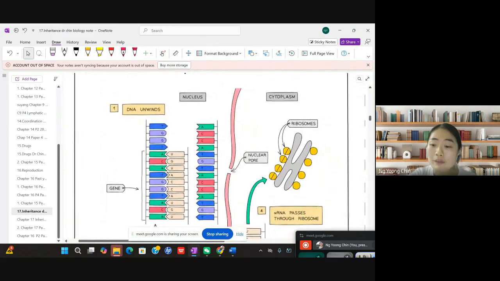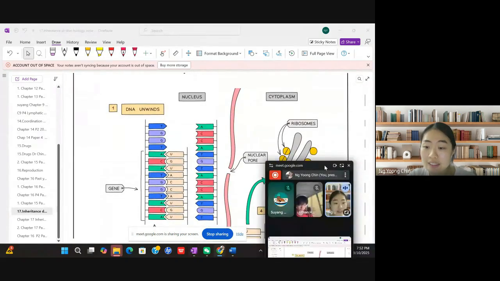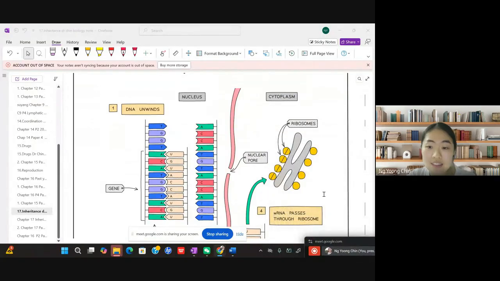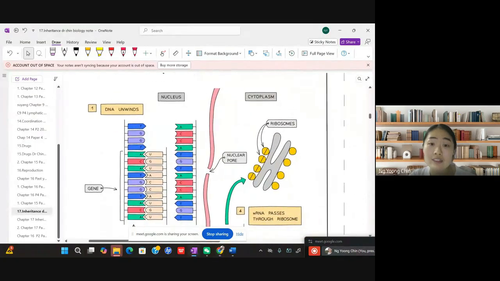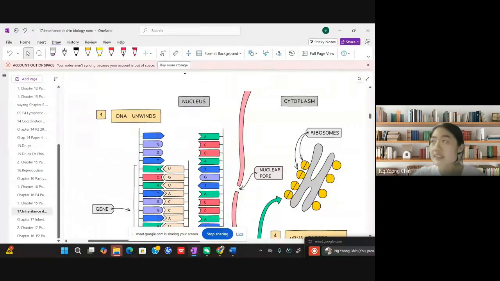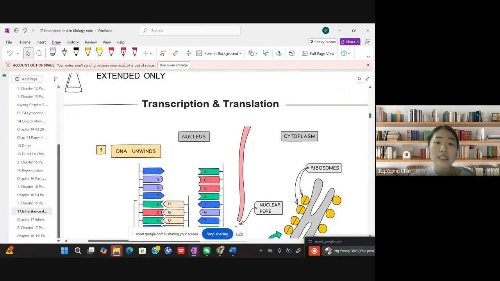And now we talk about transcription and translation. I think you have heard of this before. The first step, if the long strand of DNA wants to undergo translation to become a protein, is that they will need to unwind, or you can say uncoil, that region of DNA.